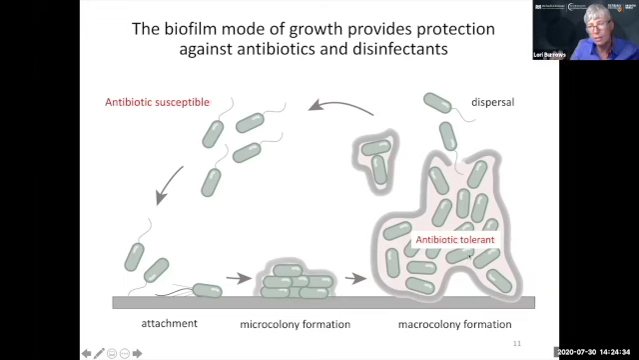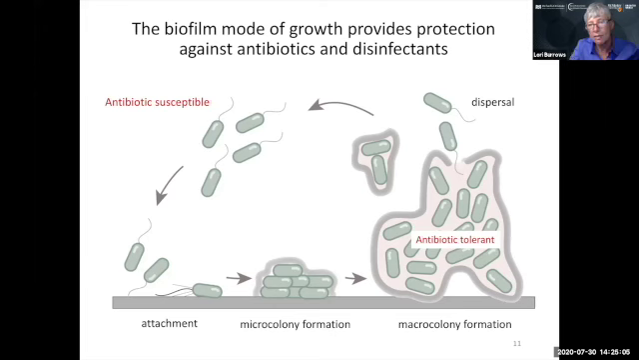So I want to make a distinction here between tolerance of antibiotics and resistance to antibiotics, because resistance is what we think about when we have, for example, MRSA, methicillin-resistant Staph aureus. That means that every single member of that population is resistant to methicillin. And that is a genetically encoded type of resistance. This type of resistance or tolerance is a function of the mode of growth of the bacteria as a biofilm.